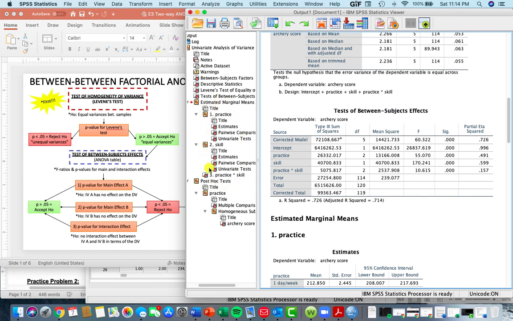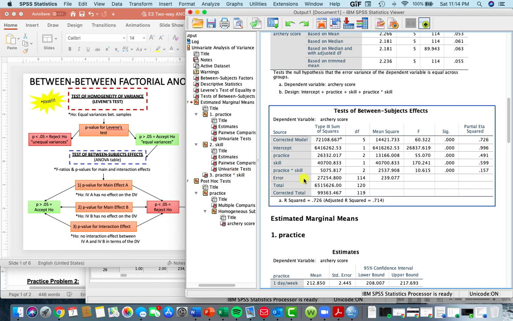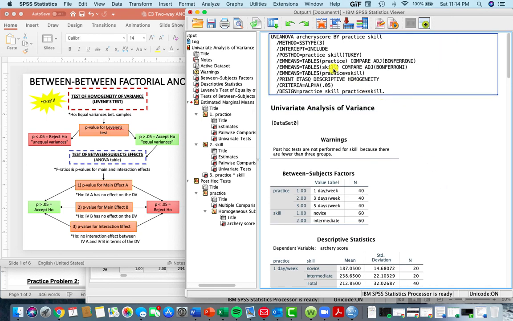But basically, once we find out if we have a significant effect or not, we can then look at our estimated marginal means. Now, before you get too far into your output, the first thing I always check on is, do we have a significant interaction effect? If the answer is yes, you stop where you are and you redo the output.